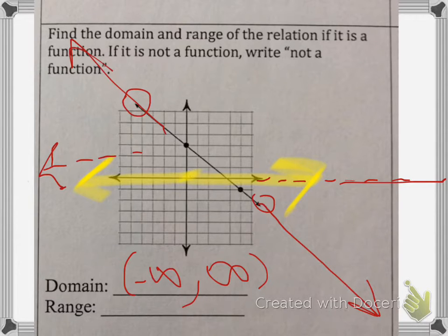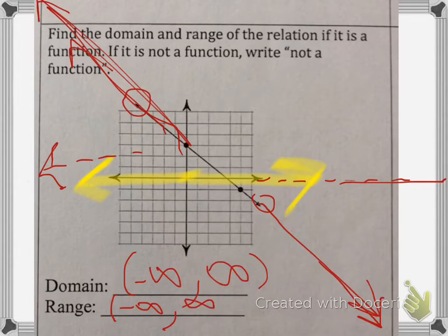Then on range, that's how low is it going to go? Well, this graph is continuing to go lower and lower and lower. So it's going to go to negative infinity as far as how low it's going to go. How high is it going to go? Well, it's going to keep going higher and higher and higher up to positive infinity. It goes forever. So my domain and range are the same this time. But remember, this one's left to right and this one's bottom to top.